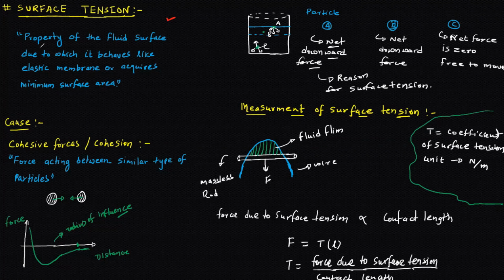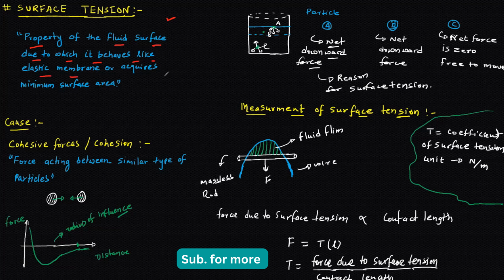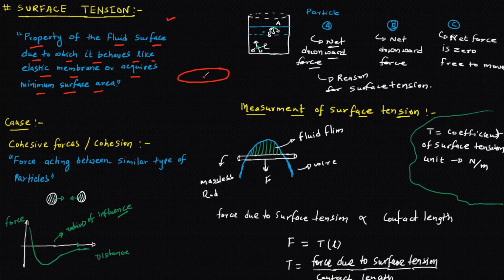It is a property of the fluid surface due to which it behaves like an elastic membrane or acquires minimum surface area. For example, if you take a rubber or elastic surface and put an object on it, the surface will get pushed down, but still it will try to keep this object on top of the surface.